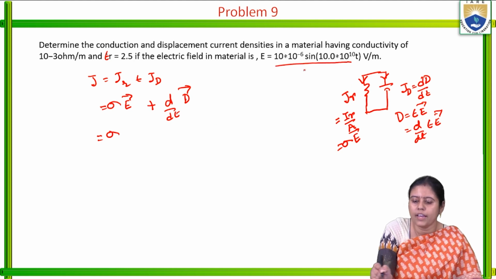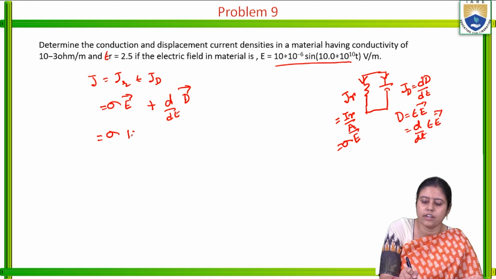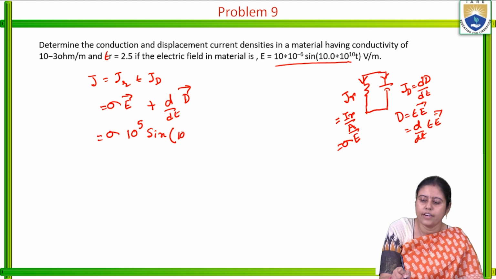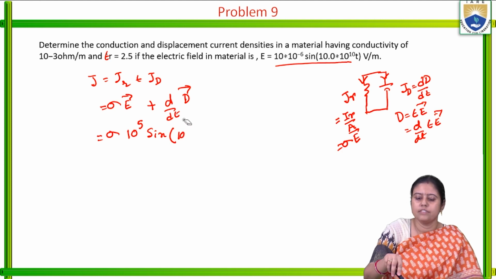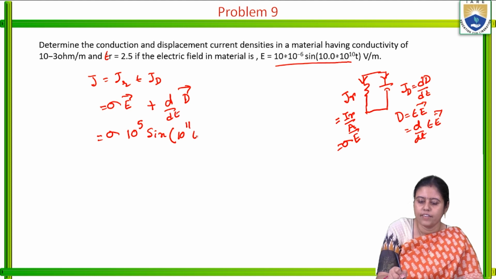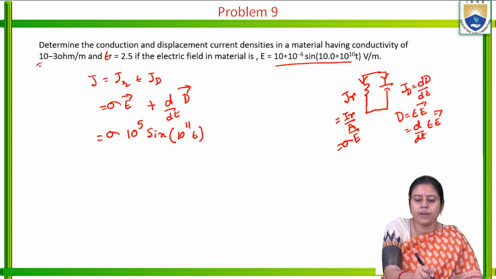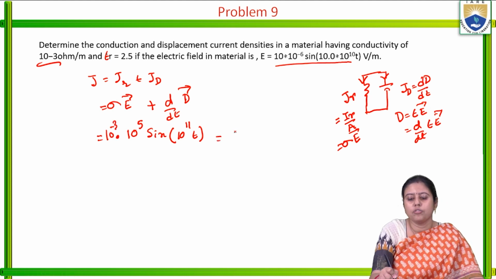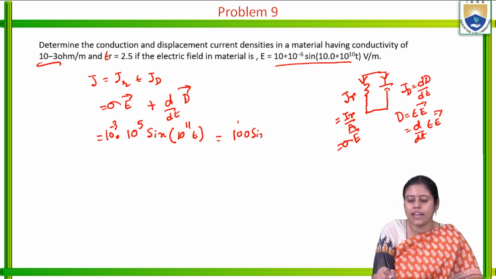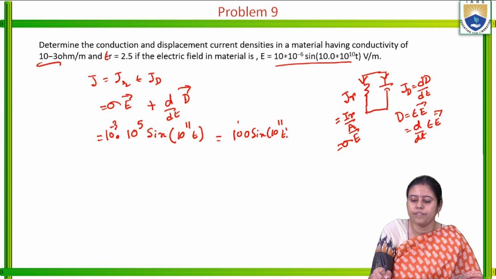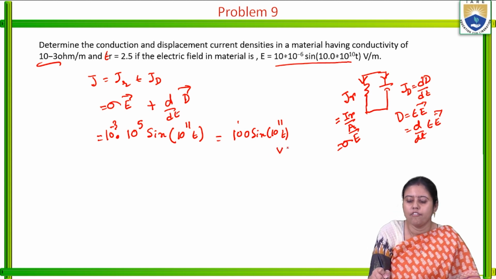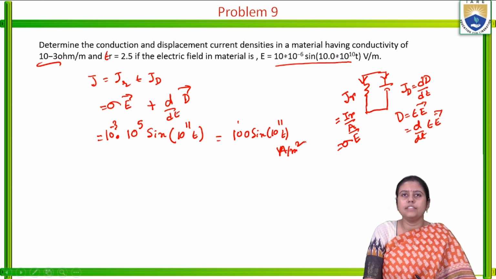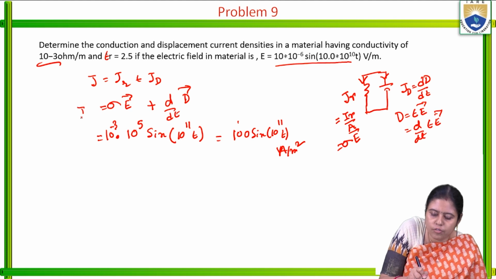What is the value of E? 10 into 10 to the power minus 6 means 10 to the power minus 5 into sine 10 to the power 11 t. And what is the value of sigma? The sigma value in the problem is 10 to the power minus 3. So the value is coming 100 sine 10 to the power 11 t ampere per meter square. This is the value of JC.